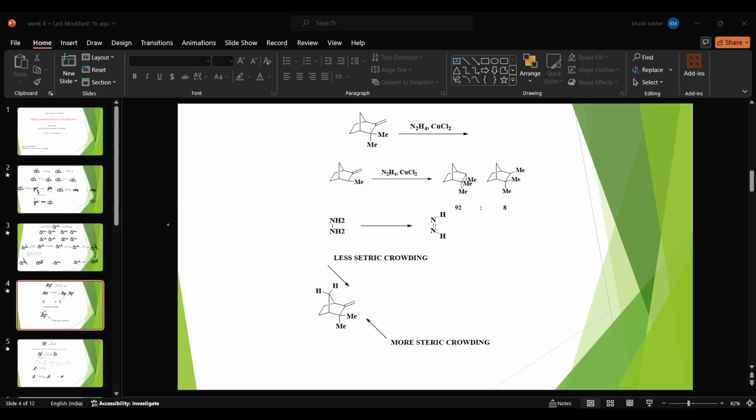Because of this both phenyl group only, our attack will be from the above. Suppose if you skip this both phenyl group, then you will get a mixture of products, both products.